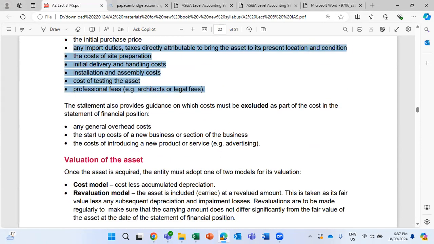The standard also provides guidance on what must be excluded, that means what should not be included in the cost of the non-current asset. These items are any general overhead costs, any startup costs of a new business, or the cost of introducing a new product, for example, advertising.